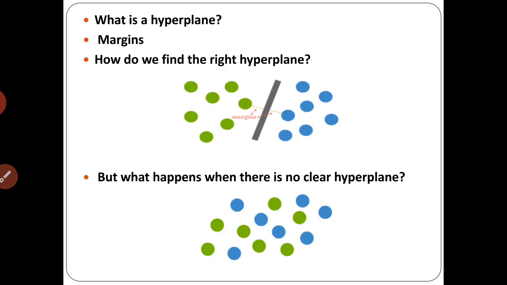Next, what is a hyperplane? A hyperplane is a decision plane or space that divides a set of objects having different classes. So here you can easily classify the two classes of data points using the hyperplane.